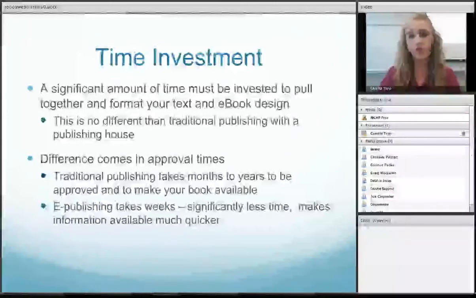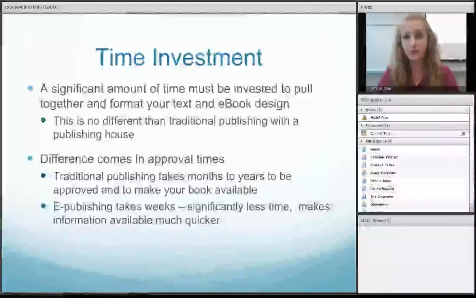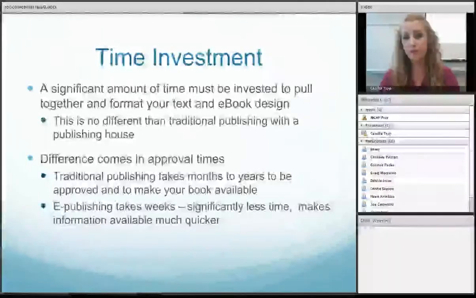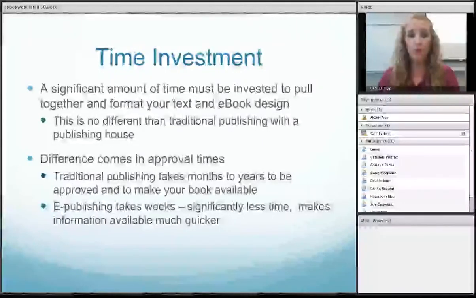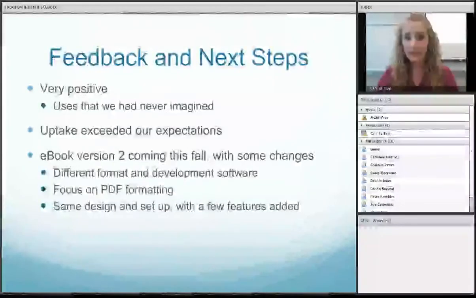But the difference really comes in approval times. Traditional publishing does take months to years. So if we had published this book, we would not have it released for sure at this point, and it would probably still be in the editing stages. Whereas e-publishing takes weeks. Like I said, we started this idea at the end of July and published it in November. So the approval times were weeks, not months, not years. So it's much quicker to make whatever your information is available.